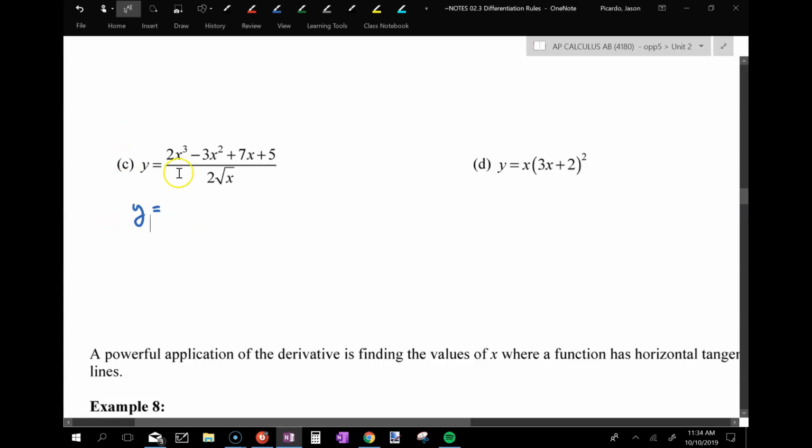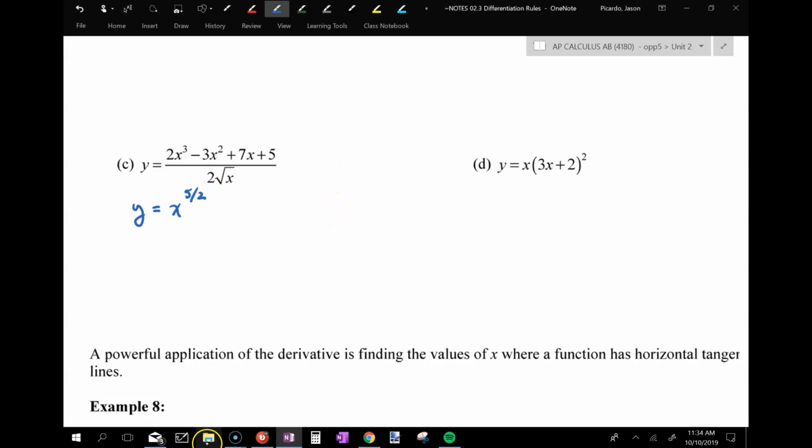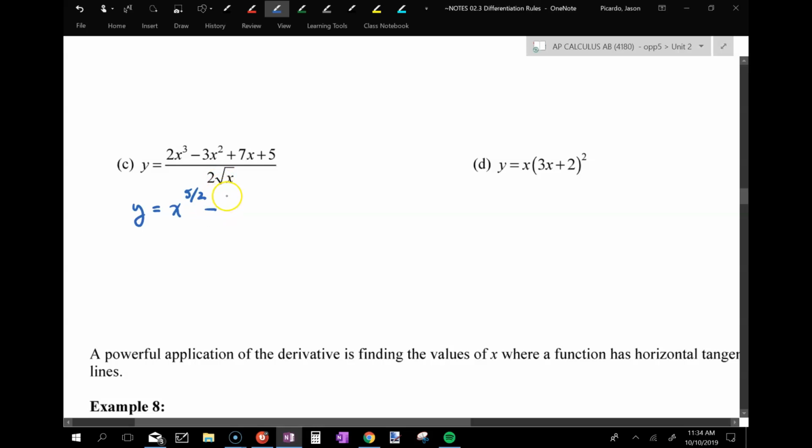So what do I have? I have 2 divided by 2. So that's a 1, right? And then I have x cubed divided by x to the half. What's 3 minus a half? 2.5. 2.5 is the same as 5 over 2? Yeah. All right, so there's my first piece rewritten. Minus 3/2. What's x squared divided by x to the 1/2? Well, what's 2 minus a half?